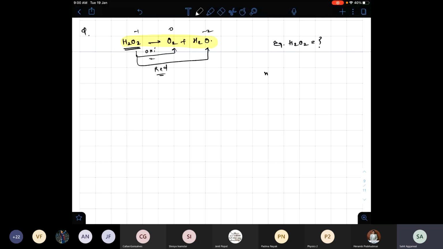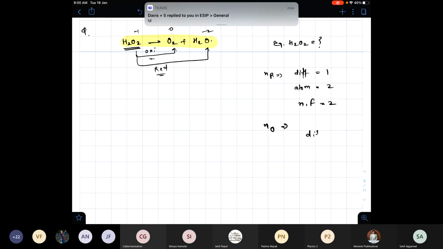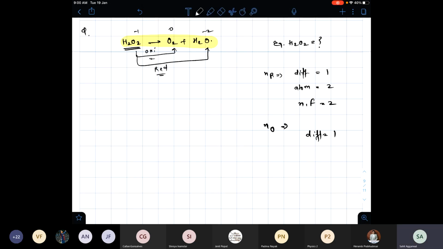So reduction. Difference is how much? Difference is 1, atoms is 2, so N factor is 2. Oxidation: difference is 1, atoms is 2, N factor is 2.